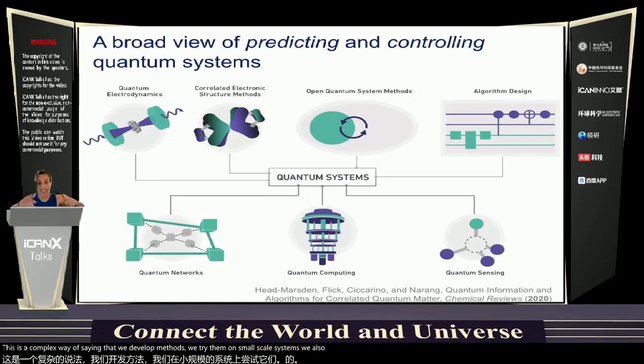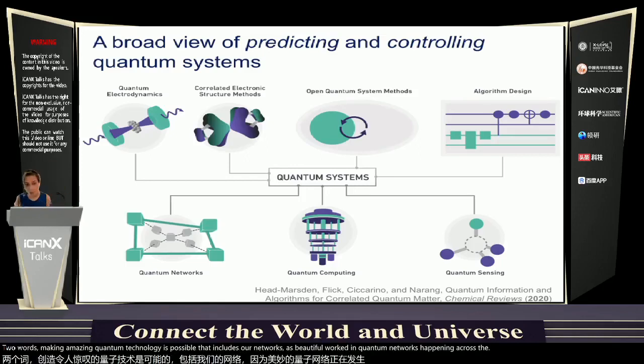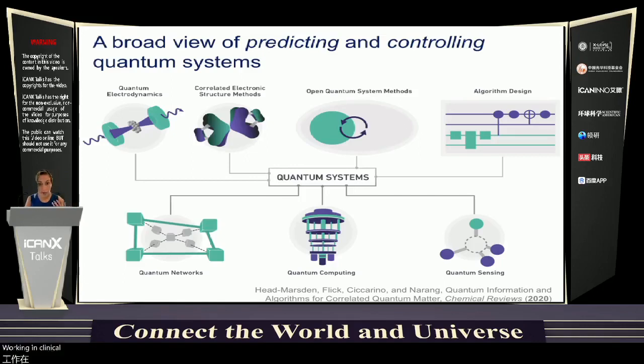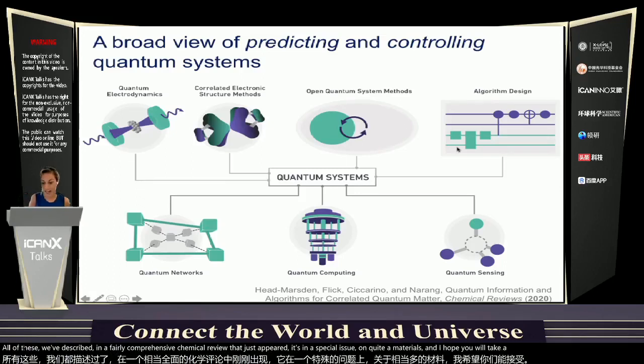This is a complex way of saying that we develop methods, we try them on small scale systems, we also try and scale them to the biggest possible calculation that you can do today towards making amazing quantum technologies possible. That includes quantum networks. There's beautiful work in quantum networks happening across the world now, work in quantum computing, both in fundamental science and in industry happening in this space. And of course, when we think about quantum technologies, quantum sensing is a very natural application that falls out. All of these we've described in a fairly comprehensive chemical review that just appeared. It's in a special issue on quantum materials, and I hope you will take a look at it.